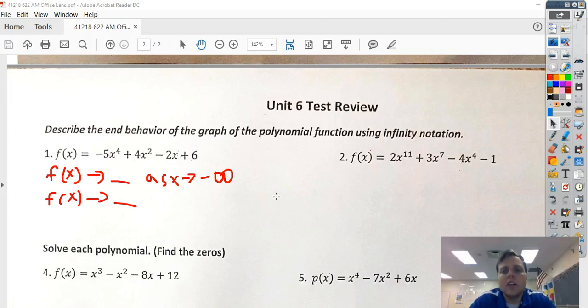Hey guys, we're going to go over the Unit 5 test review. I know the paper says Unit 6, it's really the Unit 5.